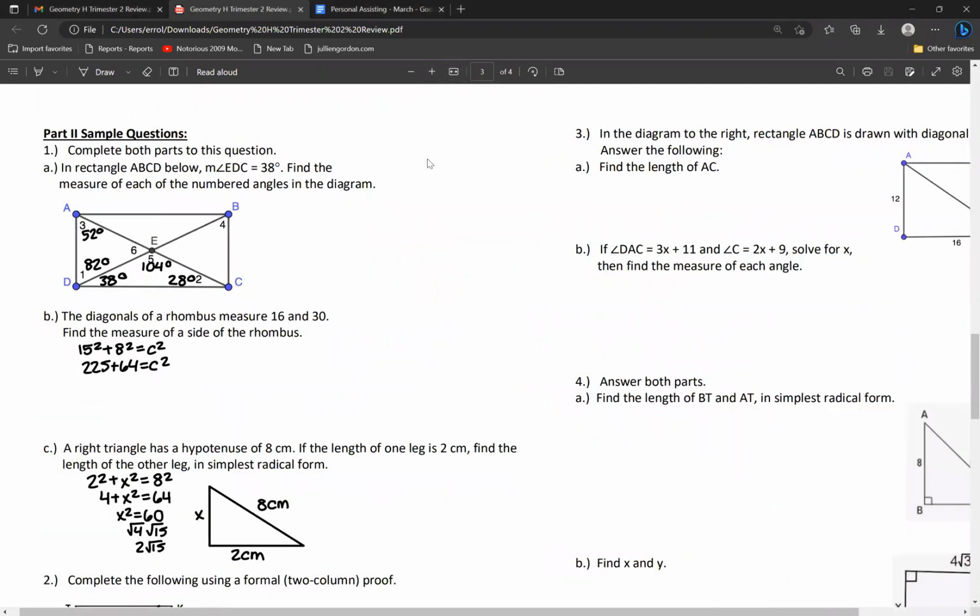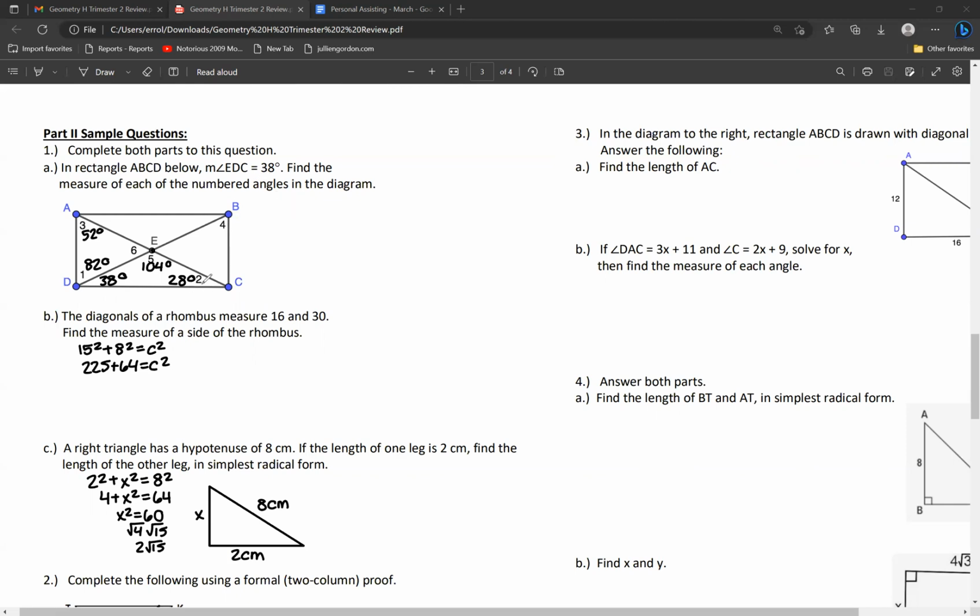Both complete both parts to this question. Rectangle ABCD below. Measure of the EDC is 38. Okay. So where's EDC? E is in the middle. D's okay. So this is your 38 right here. Measure of angle EDC is 38. Find the measure of each of the numbered angles in the diagram.